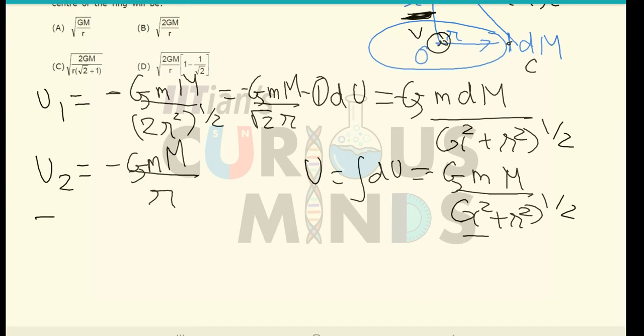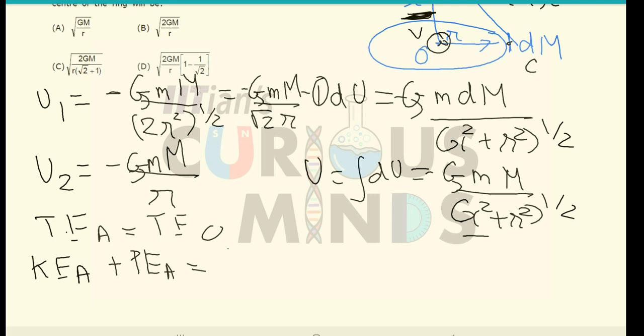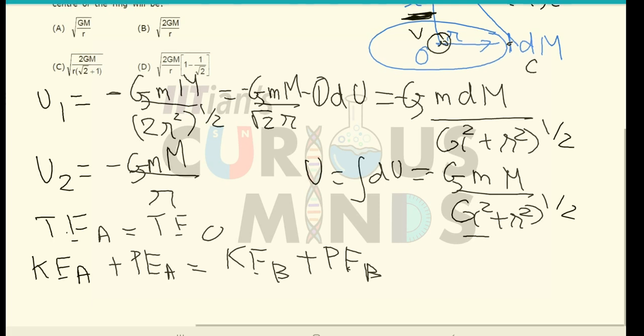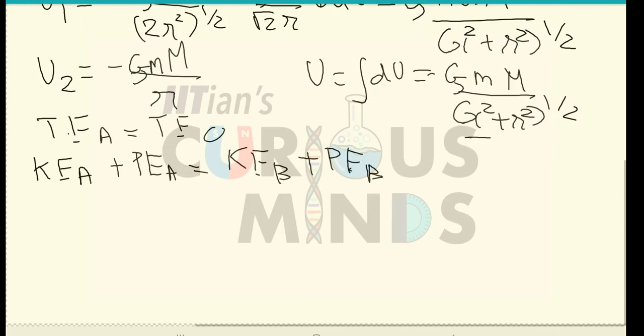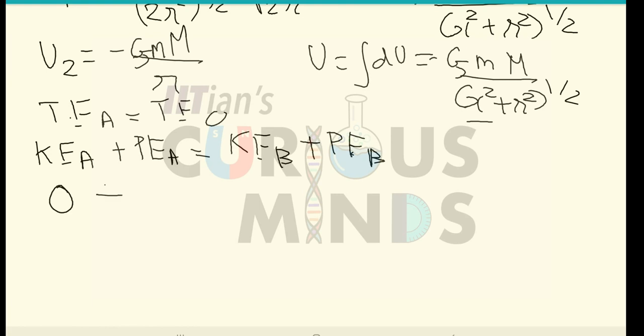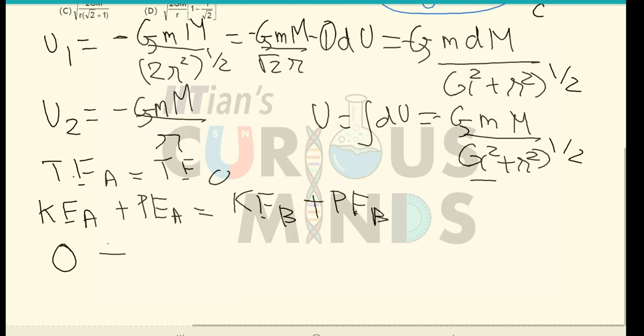So I can say that the total energy at position A will be equal to the total energy at position O. The total energy will be the kinetic energy at position A plus the potential energy at position A, equal to the kinetic energy at position O plus the potential energy at position O. When the body was at position A, it did not have any velocity, so the kinetic energy will be equal to 0, minus the potential energy, which is minus G m M divided by r into 1 by root 2. I am writing 1 by root 2 separately. The kinetic energy at the center will be half m v square, minus the potential energy, which is minus G M m divided by r.